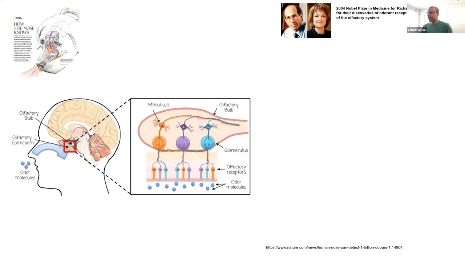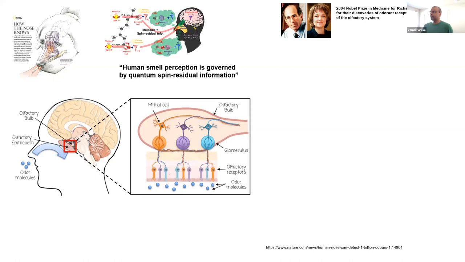Here we have receptors. We have three kinds of receptors in this cartoon diagram, but humans have about 400 receptors. Other animals have a much higher number of receptors. And each receptor binds to a certain part of the odor molecule. So the orange, purple, and blue receptors bind to different parts of the odor molecule.